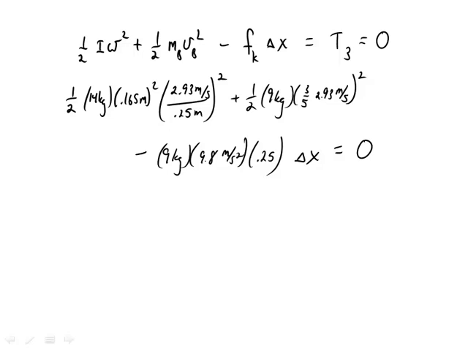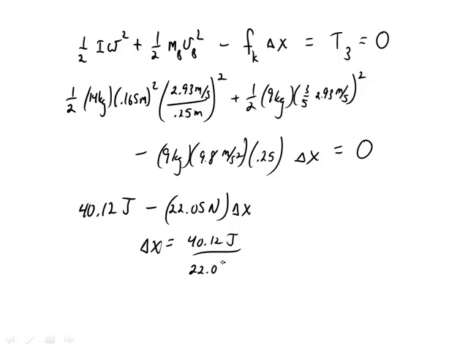And these first two terms will be 40.12 joules minus 22.05 newtons times delta x. And so delta x equals 40.12 joules over 22.05 newtons. Remember, a joule is a Newton meter, so this will have units of meters, and I get 1.82 meters. So that's how far it travels before the frictional force of block B slows down block B and the flywheel.